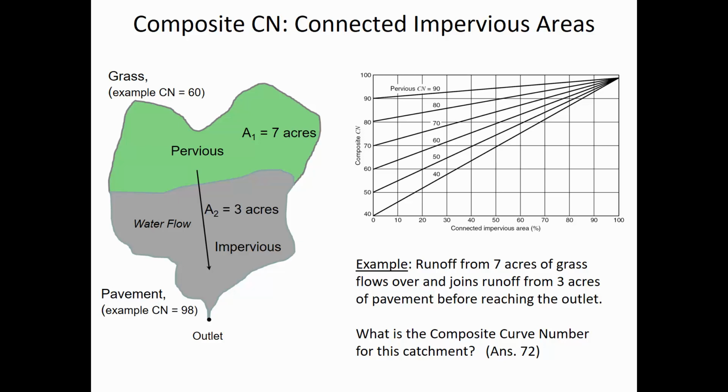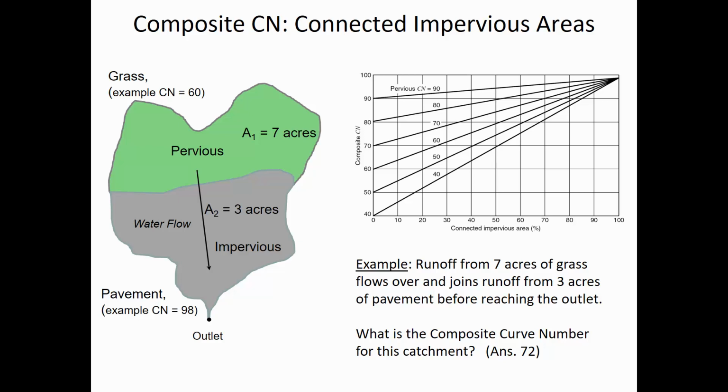So it's a simple weighted average as before. 3 acres of 98 curve number plus 7 acres of a 60 curve number. And then overall there are 10 acres, so we divide it by 10, and it turns out to 71.4 is the composite curve number.